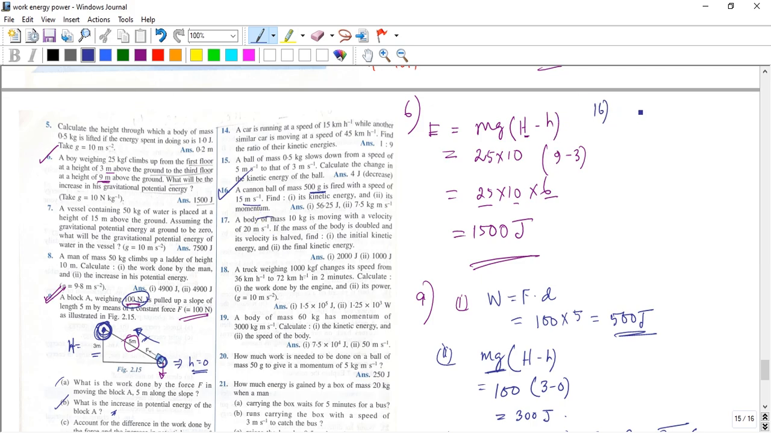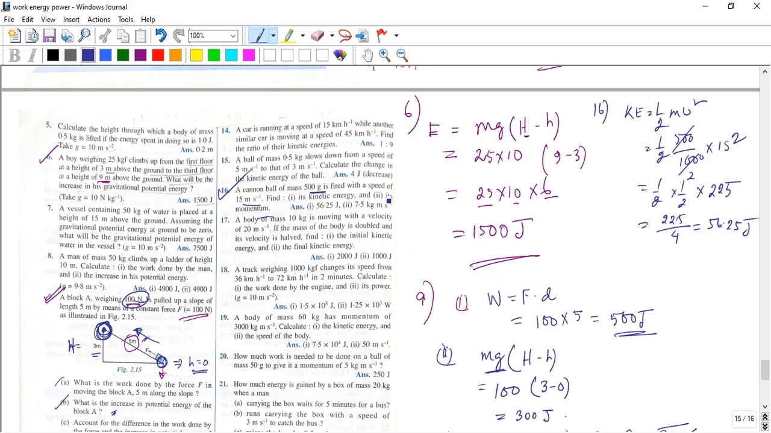So kinetic energy, we know that, is equal to half mv square. So half, mass is given 500 gram. Now convert into kg, 500 by 1000, and v is 15 meter per second, 15 square. So we get half, that is 1 by 2, 225. So 225 divided by 4, we get 56.25 joule. Very easy. And what is the momentum?